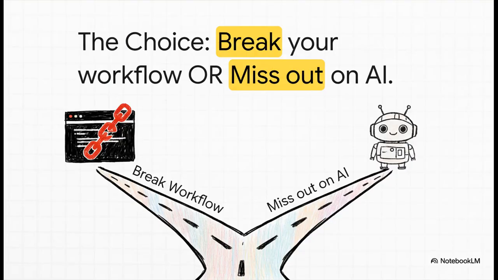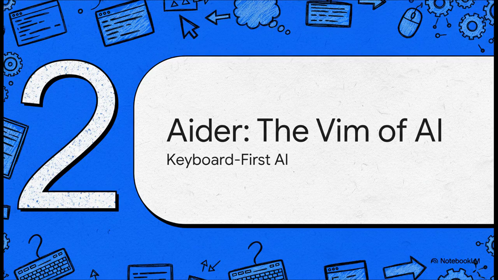And that leaves you in this really frustrating position. This slide just nails it. You're stuck with this choice. Do I completely blow up the workflow I've spent years perfecting just to use a GUI-based AI tool? Or do I stick with my comfortable environment and just miss out on this massive productivity boost from AI? It really feels like a lose-lose situation. But what if you didn't have to choose? What if that was a false dilemma?